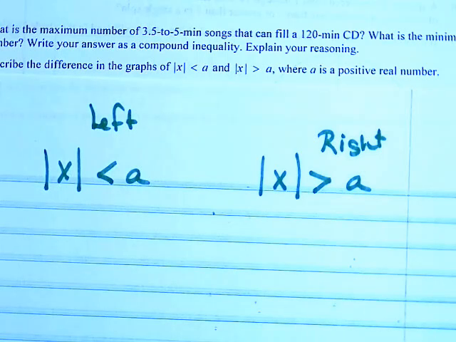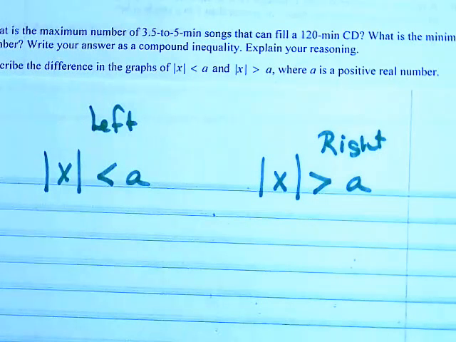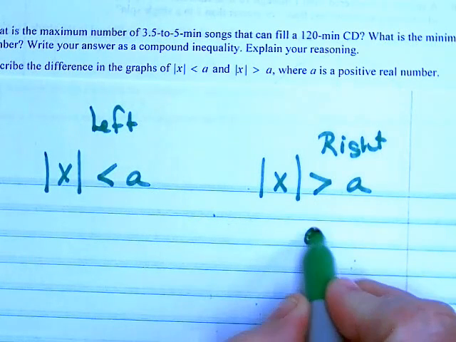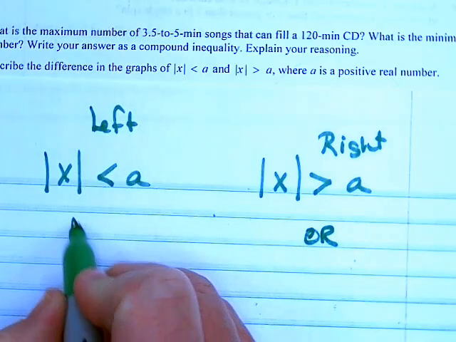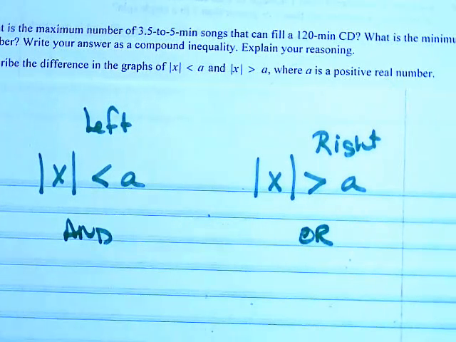Which one's which? Which one's an or? Which one's an and? Right is or. I told y'all how to remember that at the beginning because of the R. So this is an or, and this is an and. Now, how do their graphs differ?